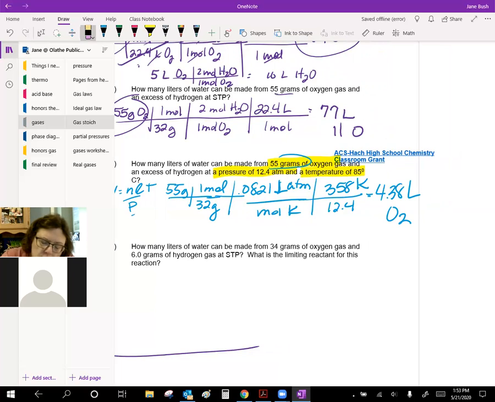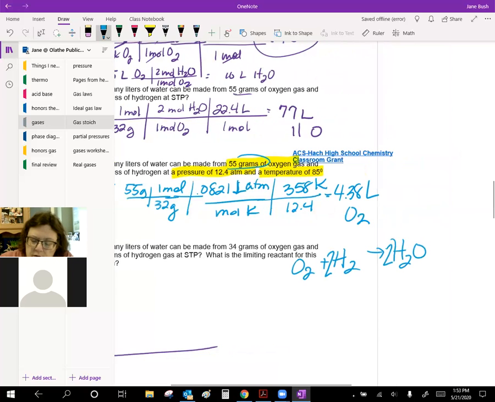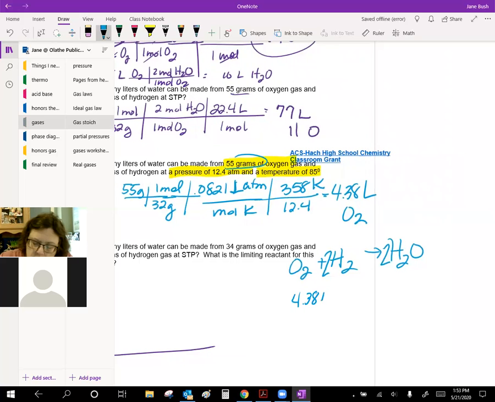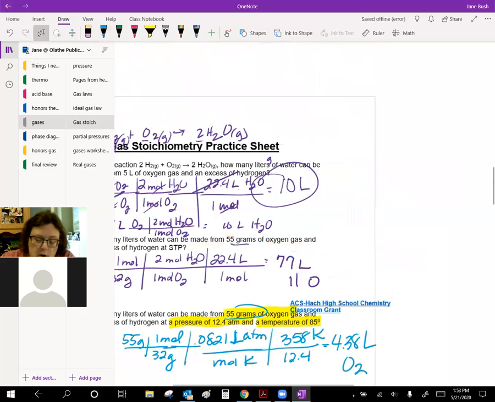How many liters of water? So we're making water, and we're making it from oxygen and hydrogen. If we balance that, we need a 2 there and a 2 there. Okay. We know we have 4.38 liters of oxygen. We want to know how many liters is the hydrogen going to be, or the water.